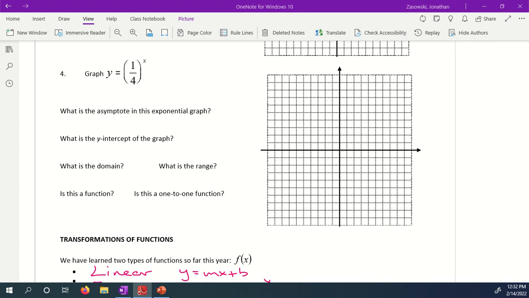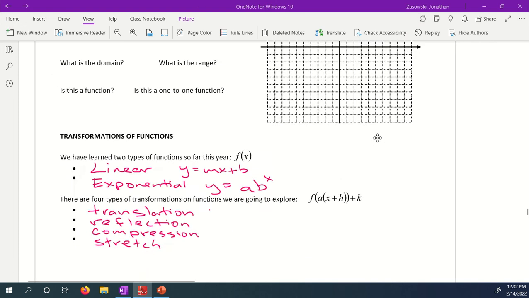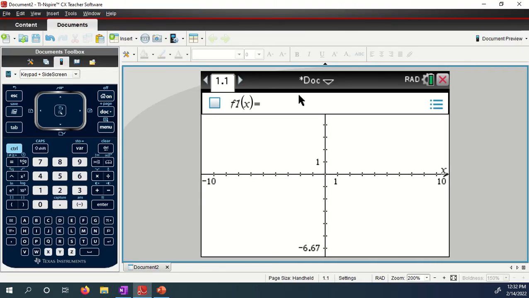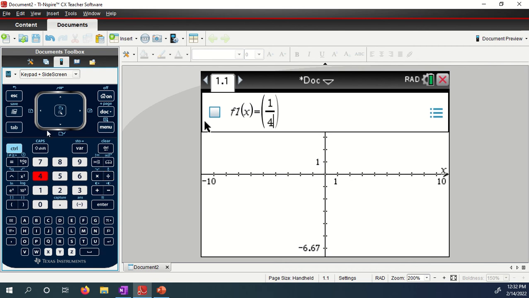Taking a look at number 4 here. This is on page number 22 in your packet. And just once again, graphing just the equation of the line y = (1/4)^x. So when you're graphing an exponential function, we had talked about this before. We want to start by taking our calculator, typing in our graph. So just 1/4 and then caret x here.